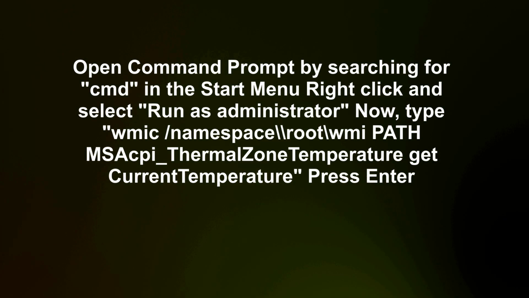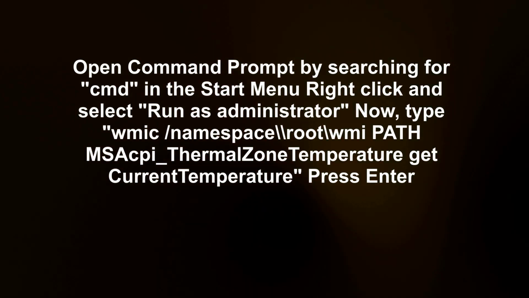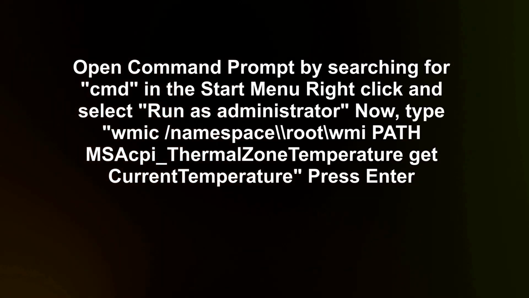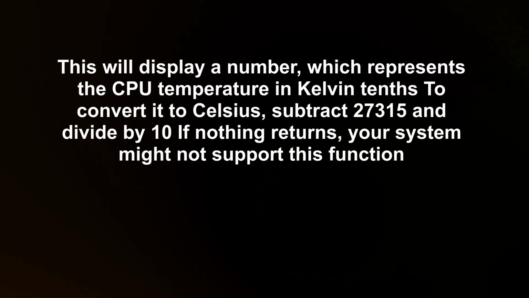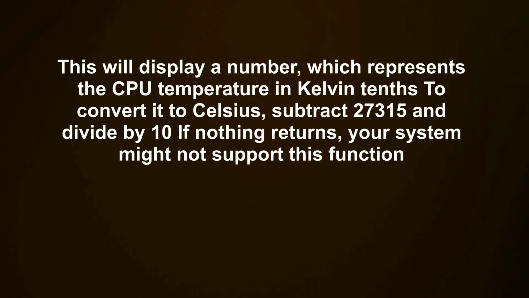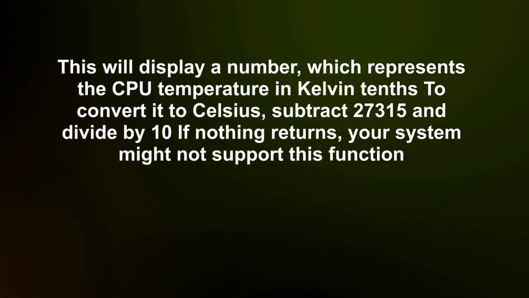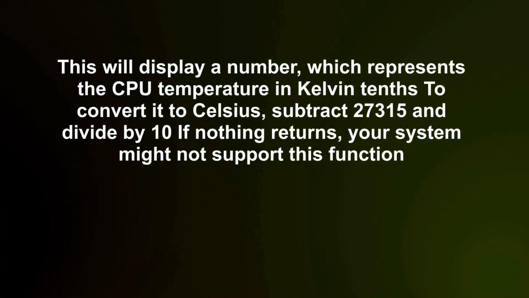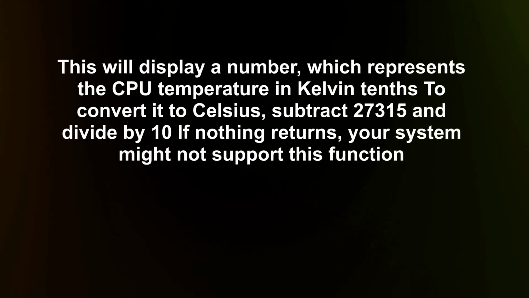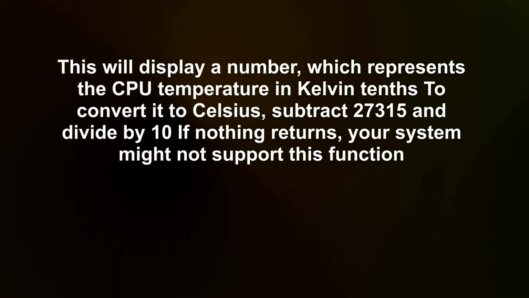Now, type wmic /namespace:\\root\wmi path MSAcpi_ThermalZoneTemperature get CurrentTemperature. Press Enter. This will display a number, which represents the CPU temperature in tenths of Kelvin. To convert it to Celsius, subtract 2,731.5 and divide by 10. If nothing returns, your system might not support this function.